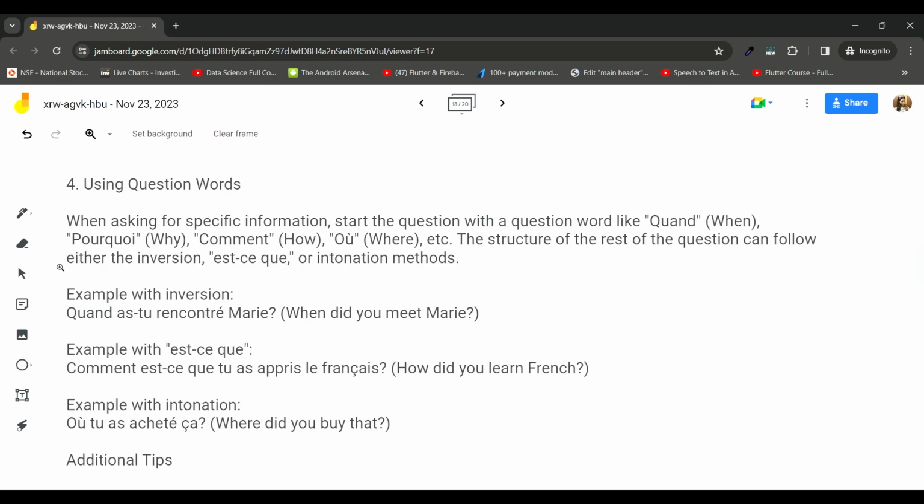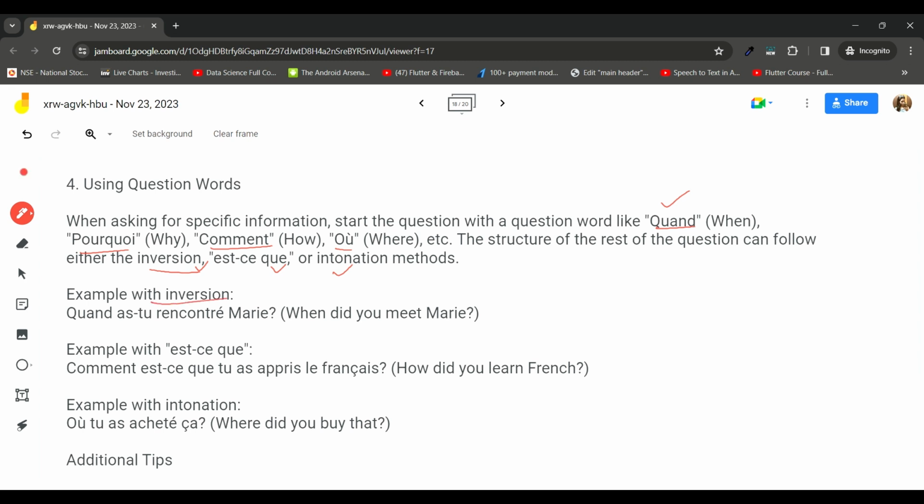Then you have one more, which is making questions using question words itself, right? So question words in French are quand, which is when, pourquoi, why, comment, how, où, where, and so on. The structure of the rest of the question can follow inversion whenever there are these kinds of question words. So it can be either inversion, or est-ce, or intonation.